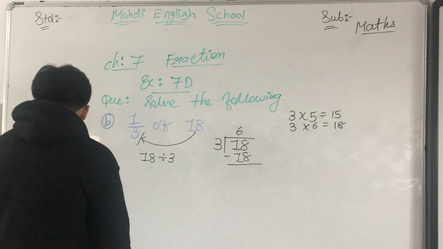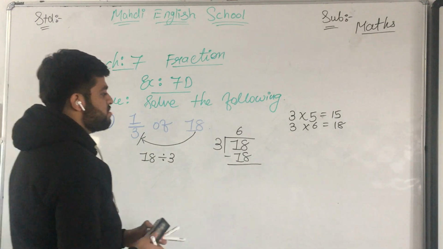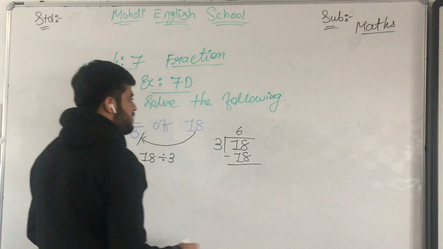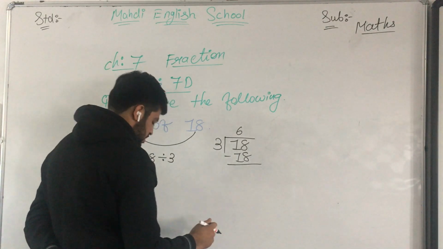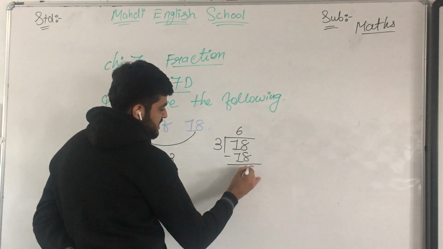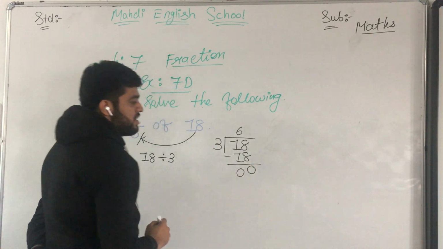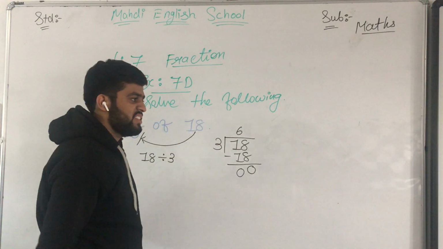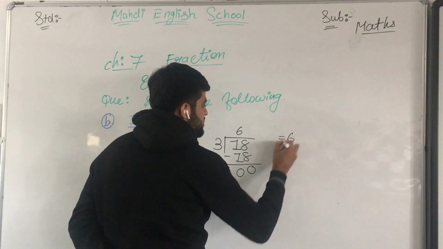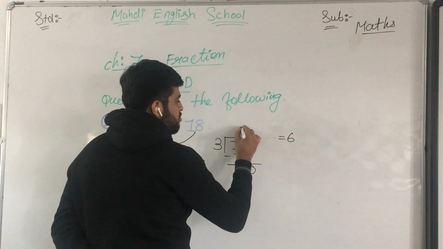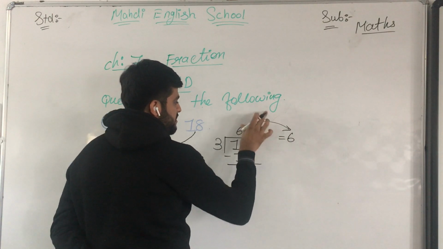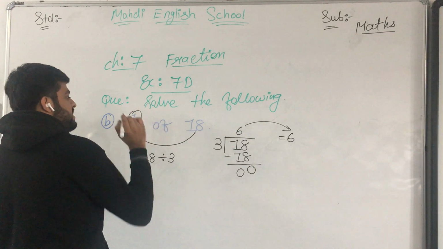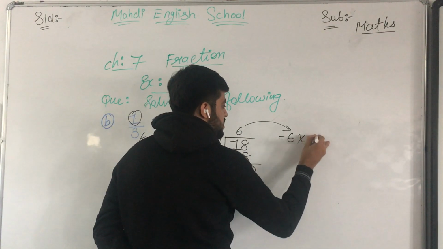Okay, now here we do what? Here we do the subtraction, my dear students. So 8 minus 8 is 0, 1 minus 1 is 0. Now what is the next step? The next step is multiplication. So let's check here. Quotient is what? 6. We have to mention a 6 here. Quotient means our answer, and then we multiply with the numerator. Our numerator is 1. So here we multiply with 1, meaning the numerator.